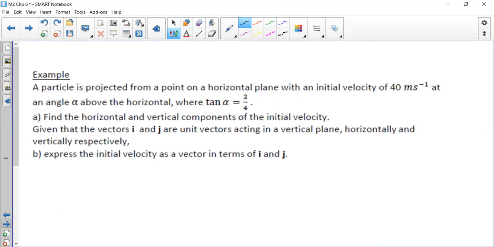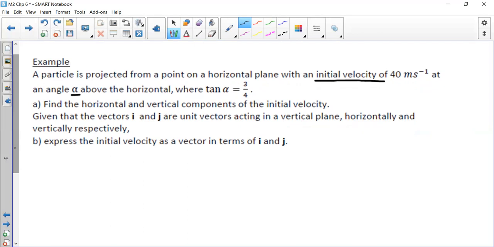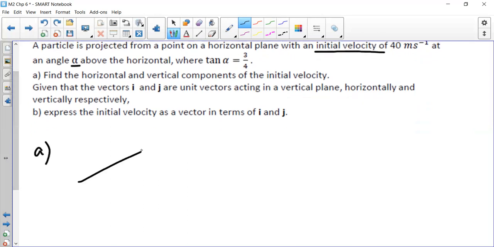Next example: a particle is projected from a point on a horizontal plane with an initial velocity of 40 meters per second and angle alpha above the horizontal, where tan alpha equals 3/4. Find the horizontal and vertical components of the initial velocity. Well, we're told that it's 40 meters per second, and then we've got our alpha in there, so that will be UX, and that will be UY.